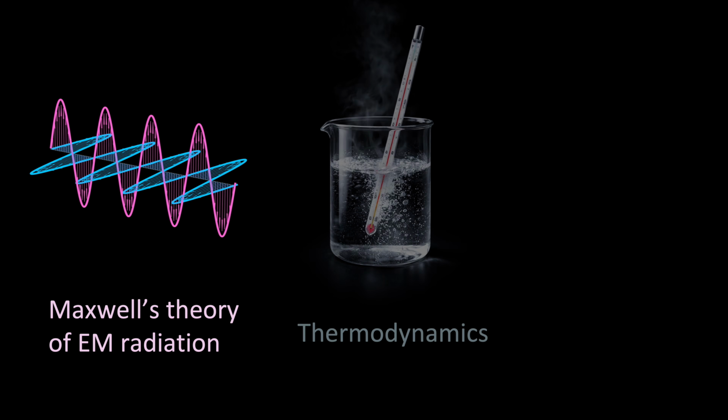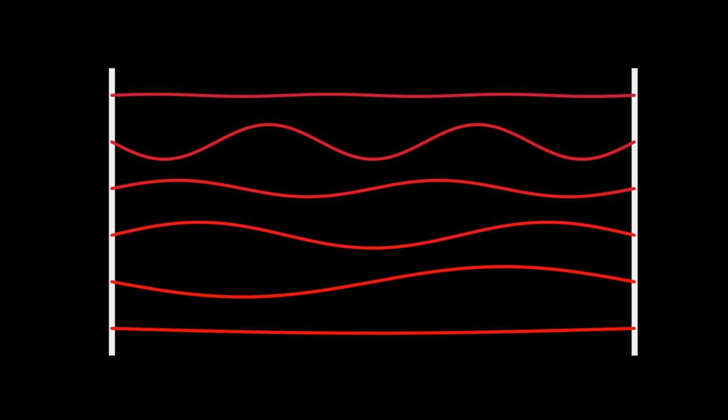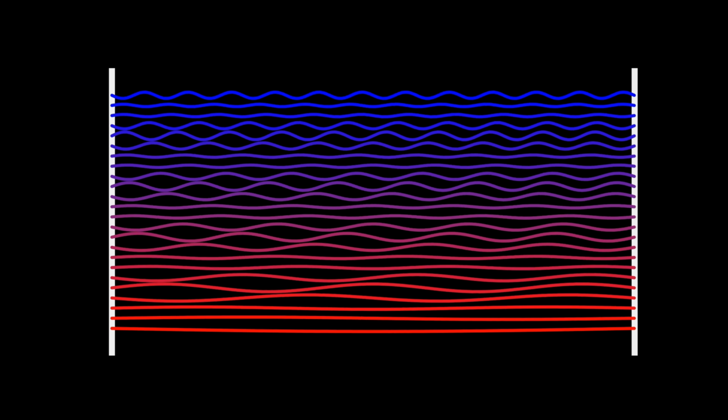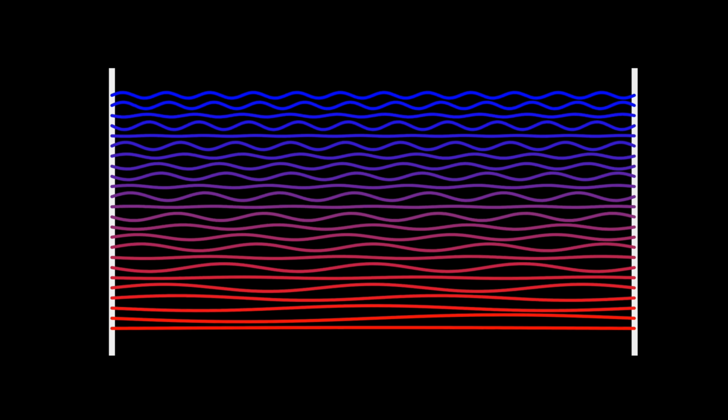Well, the natural place to turn was Maxwell's theory of electromagnetic radiation, together with the highly successful laws of thermodynamics and statistical mechanics. But when you do this in the most straightforward way, you immediately run into trouble. To see why, imagine the radiation trapped inside the cavity. Only certain wavelengths can fit, those for which an integer number of half wavelengths fit between the walls, so only certain frequencies are allowed. But there is no limit to how small the wavelength can be, and therefore no limit to how high the frequency can be. The allowed frequencies are discrete, but they extend upward without bound.